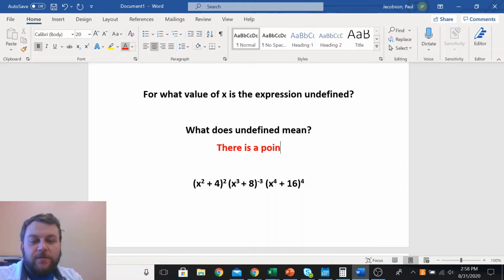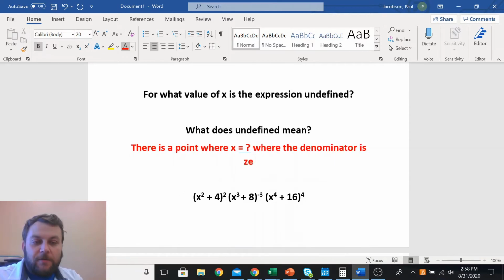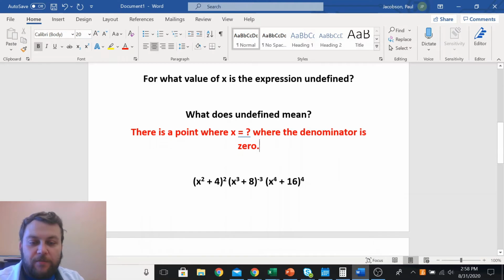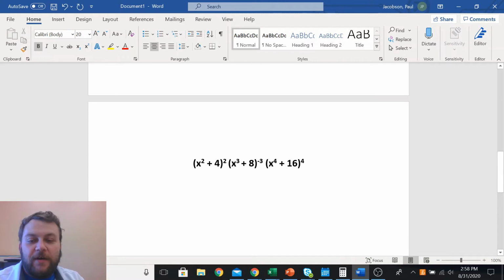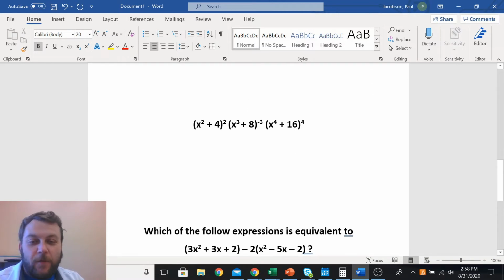That's what you're looking for, where the denominator is 0. There's a point where x equals something where the denominator is 0. So let's look at this equation here. I'm actually going to bring this one down so we have some more space to work with. So we have x squared plus 4, all of that to the second power, being multiplied by x cubed plus 8, all of that to the negative 3 power.